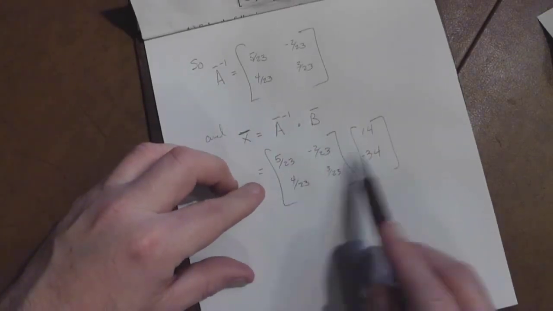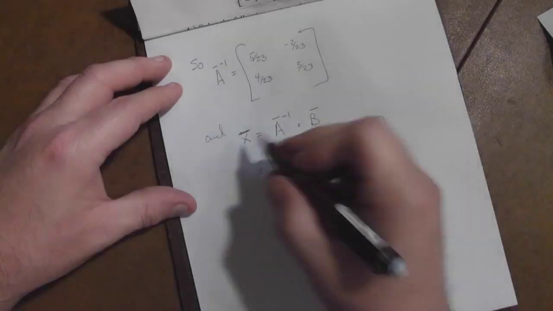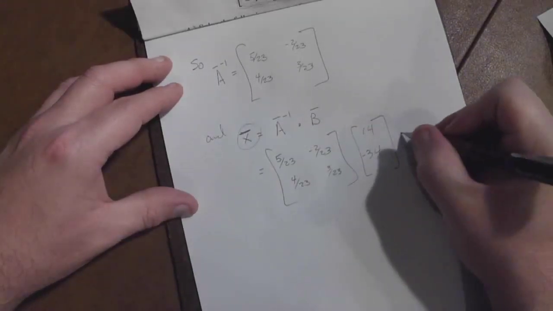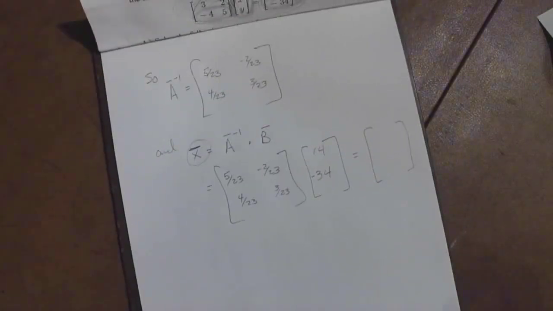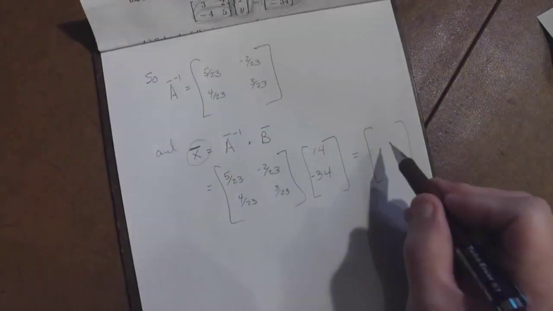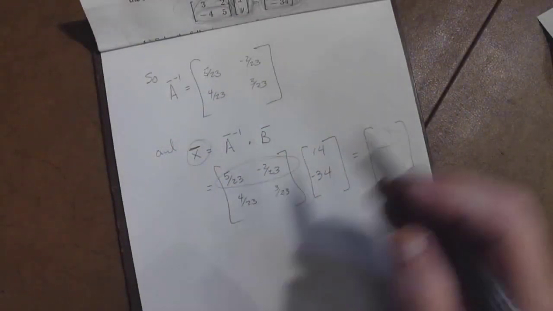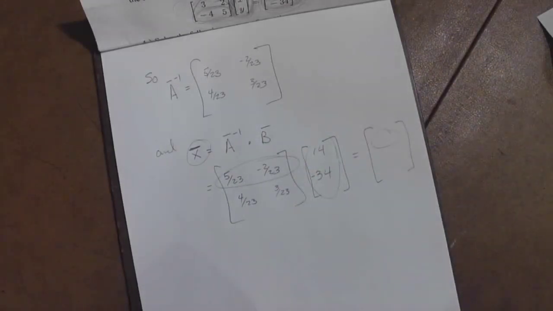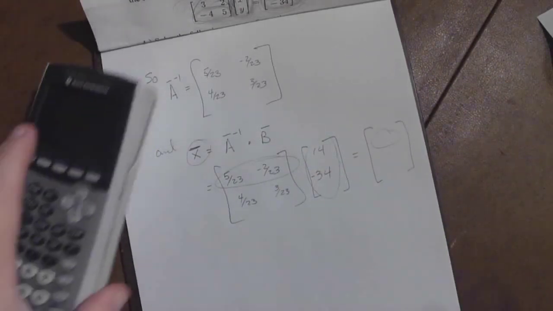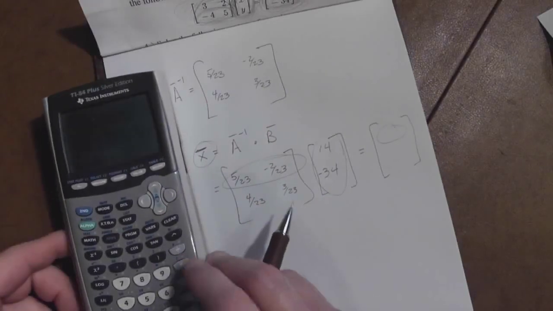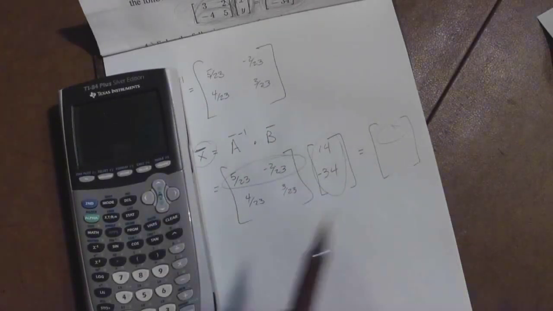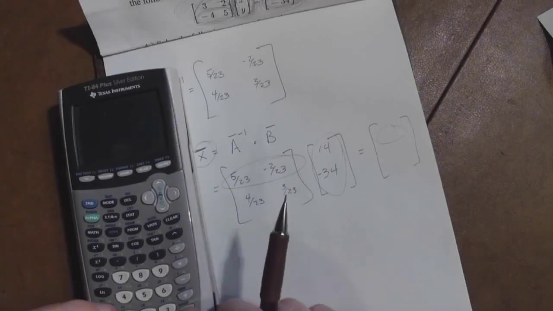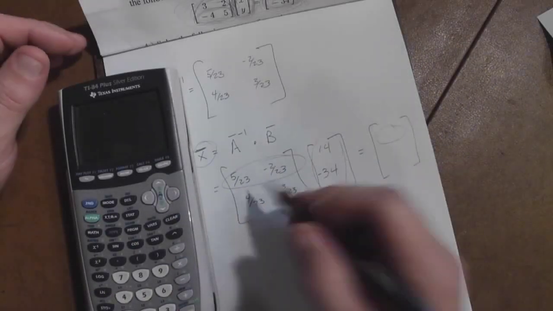So if we do the row column multiplication here, this will reveal to us what X is. This is going to be just a 2 by 1 result, starting with this location coming from this row times this column. This might require us to break out a calculator to get through this a little quicker. 5/23 times 14, well, 5 times 14, yeah, 70 23rds.